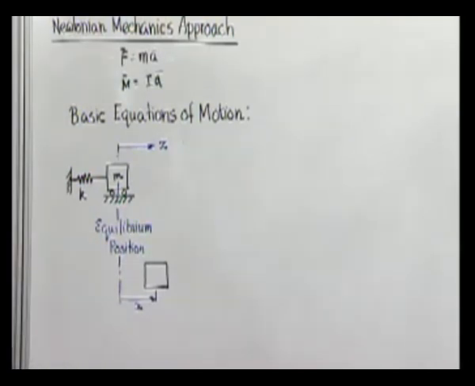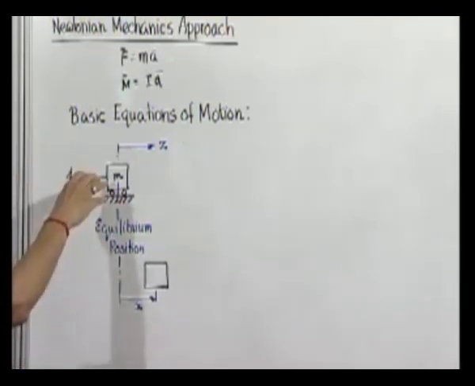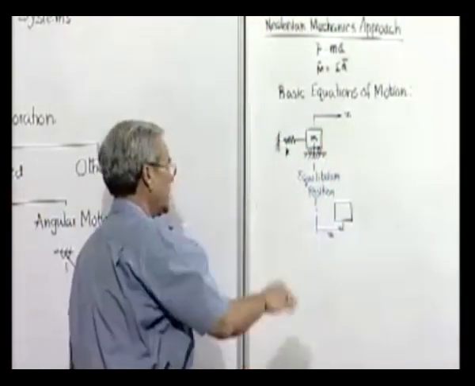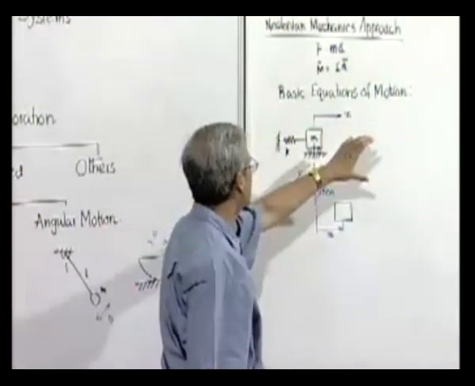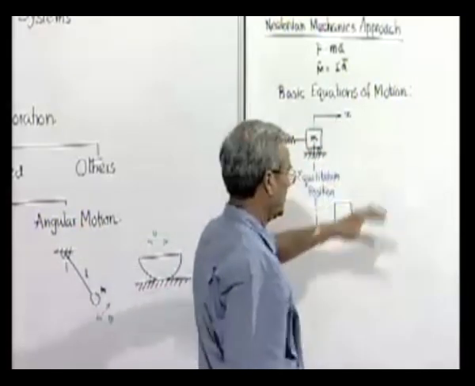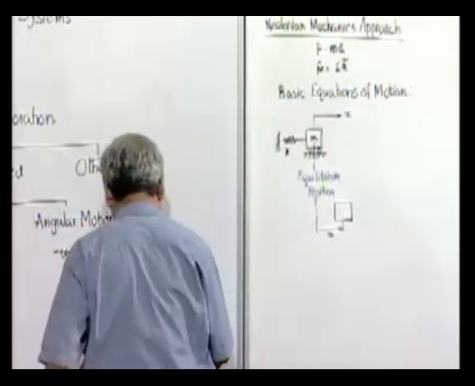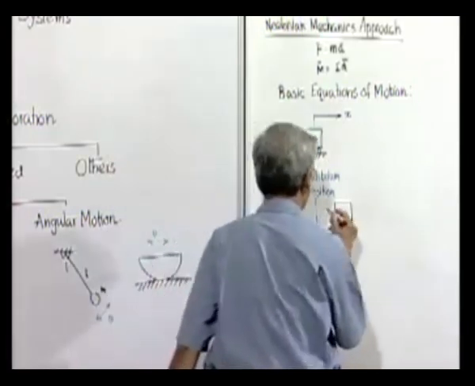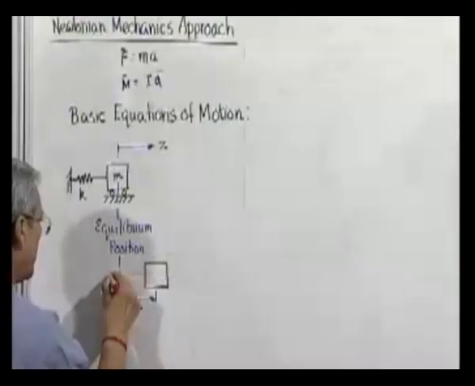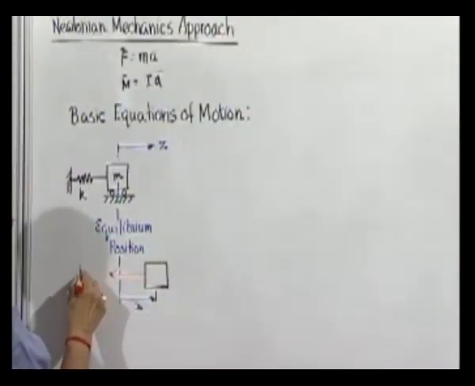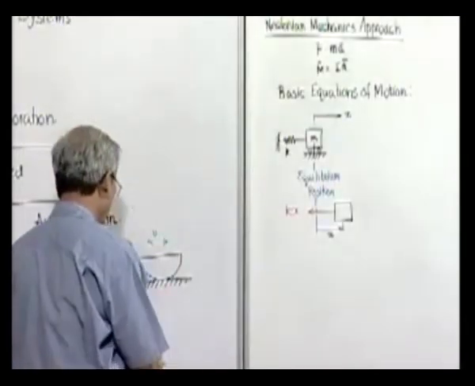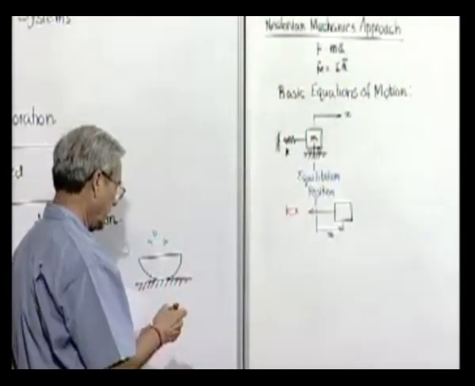There will be only, in the vertical direction, the reaction by the ground and the weight continuously balancing each other, because we are now interested only in the horizontal motion. And here the only horizontal force acting on the system is the spring force. The spring force is given by the stiffness into its elongation from its natural length, which is nothing but x.